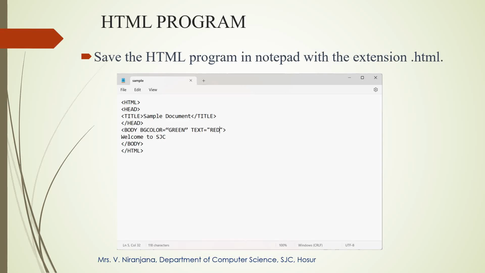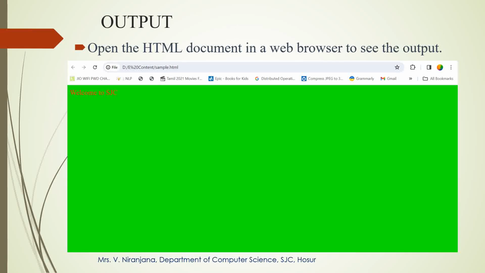Now we have to open this page in a web browser like Google Chrome, Internet Explorer, etc. So once you open this file in a web browser, you can see an output like this. So here you can see a page displayed with the background of green color and the text Welcome to SJC, which is depicted in red color.